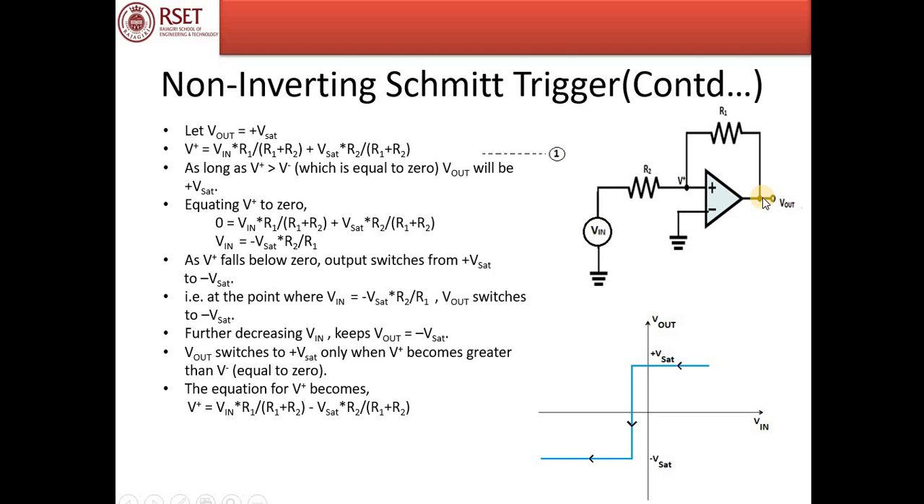since the output has switched to minus Vsat. Now, on increasing V input to a point where this value becomes 0, the output switches back to plus Vsat. To find out that point, we are equating this equation of V plus to 0. And on simplifying, we get V input is equal to plus Vsat into R2 by R1. So this is the value of V input for which the output will switch back from minus Vsat to plus Vsat.